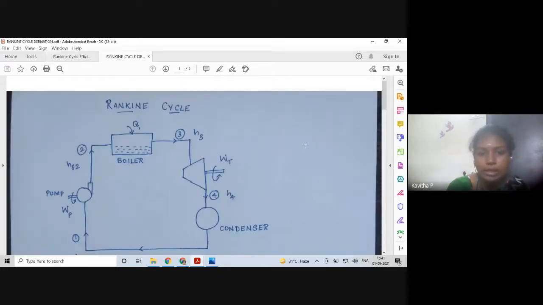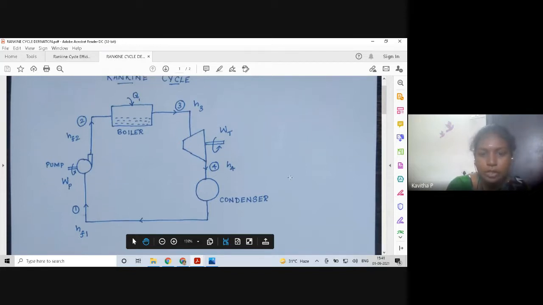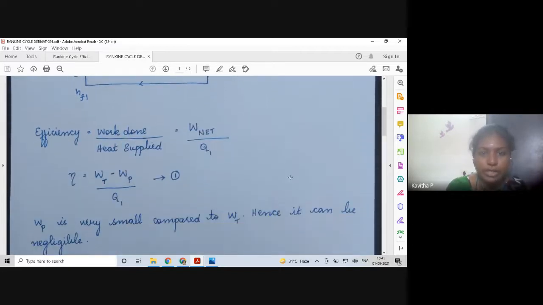So this is the Rankine cycle diagram which shows the same components of a Rankine cycle, and we marked all the work done by the components. In order to understand this very easily, we'll first see the equation for efficiency. Efficiency is equivalent to work done divided by the heat supplied.